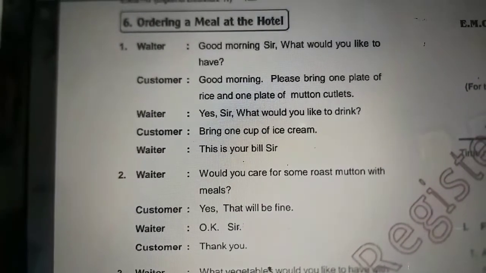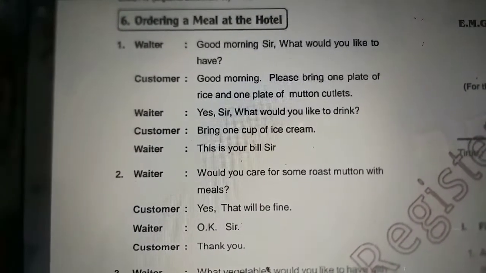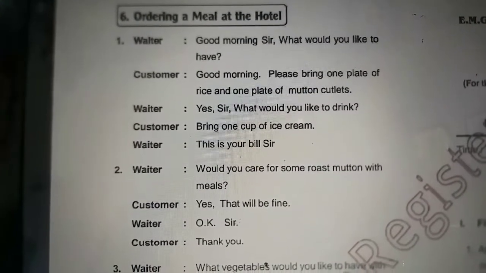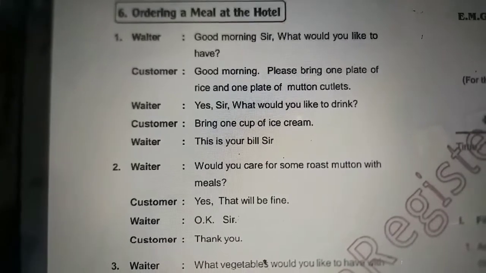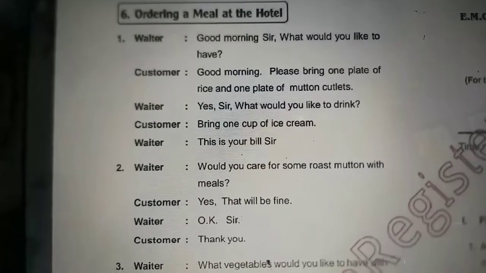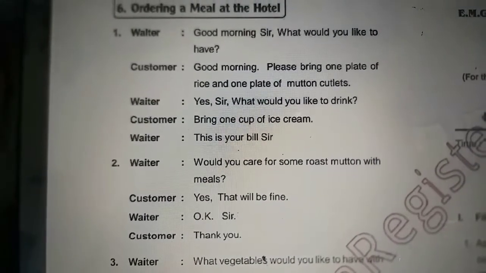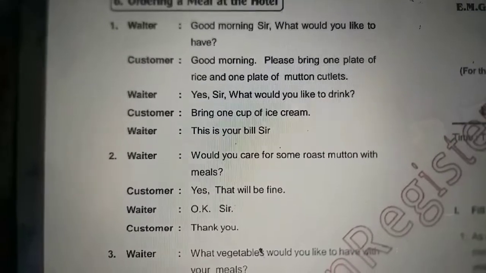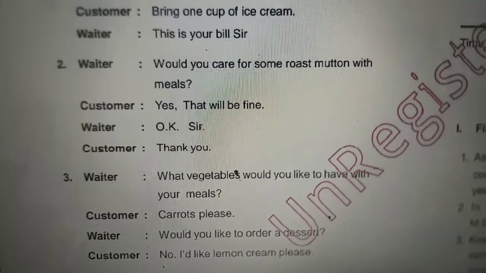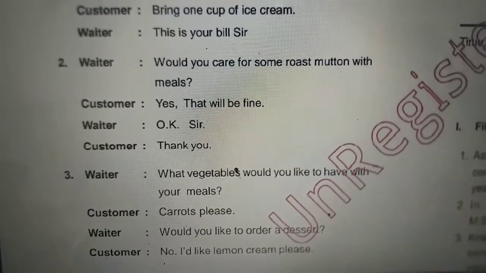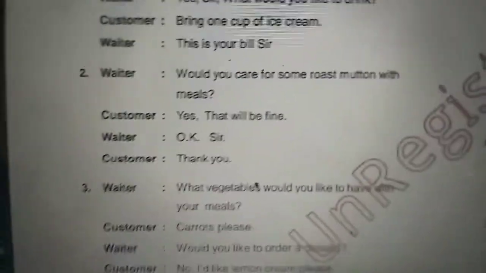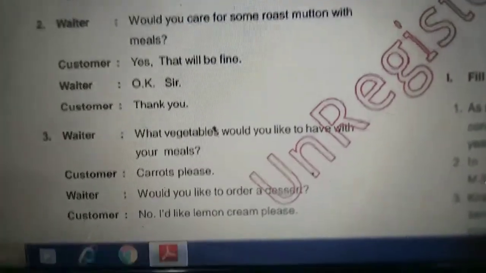And he didn't even say, I don't want any drink. It is up to the customer. It is the duty of the waiter to ask what else the customer wants. And it is up to the customer to decide what to tell the waiter. Then the waiter brings the bill. "This is your bill, sir." Then the next conversation is like this: "Would you care for some roast mutton with meals?" So he's giving an option. Customer: "Yes, that will be fine." "Okay, sir, thank you." It is a very short conversation.